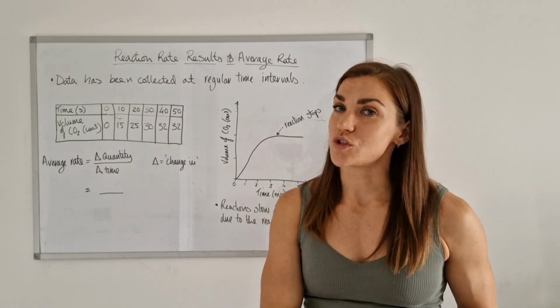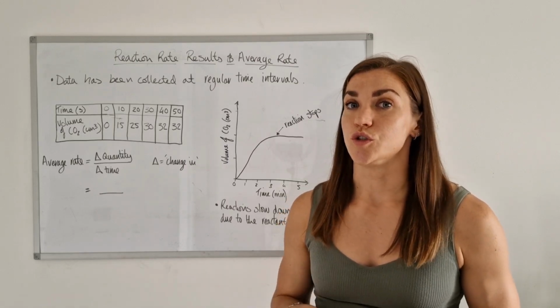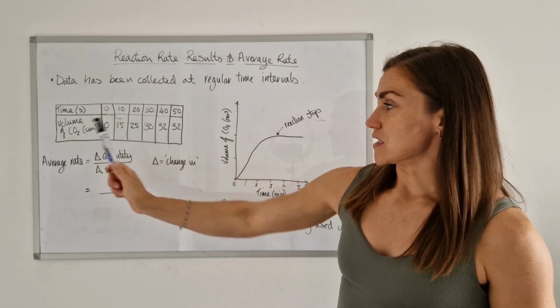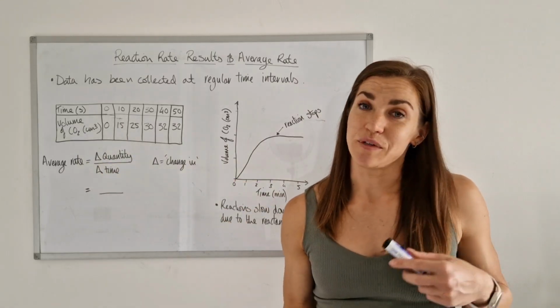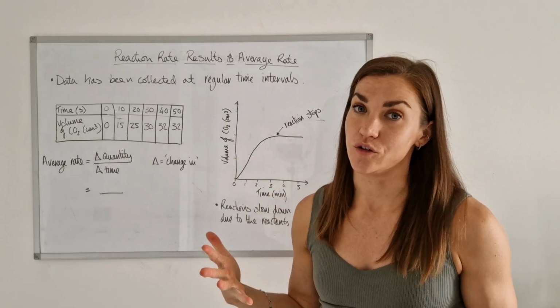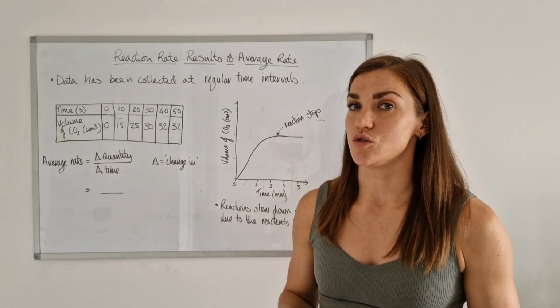Now, most of the reactions that you will follow the rate of in National 5 Chemistry do produce a gas, so quite often the quantity measurement is a volume of gas. This can be different, sometimes it can be a mass of a substance, but the results will tell you whether it's a volume of gas or a mass, so you don't need to worry too much about that.